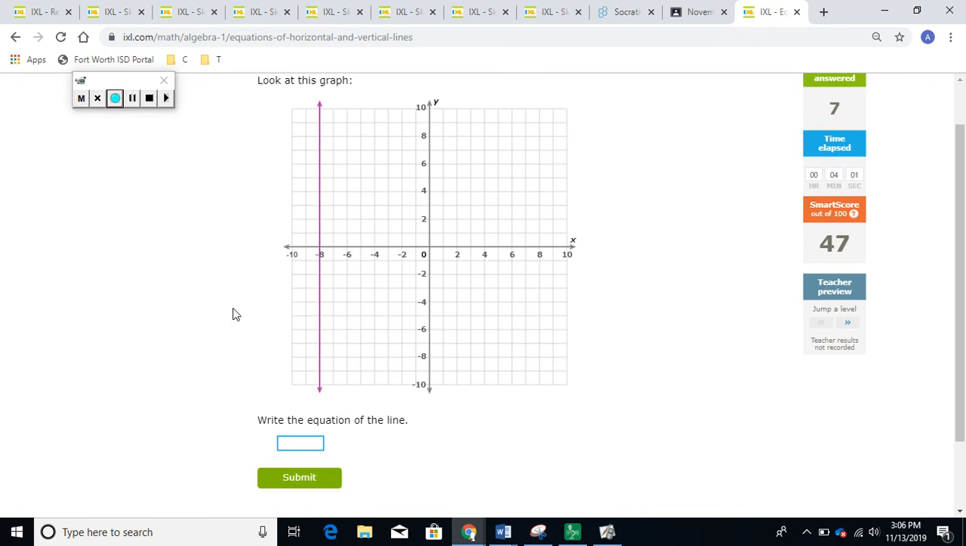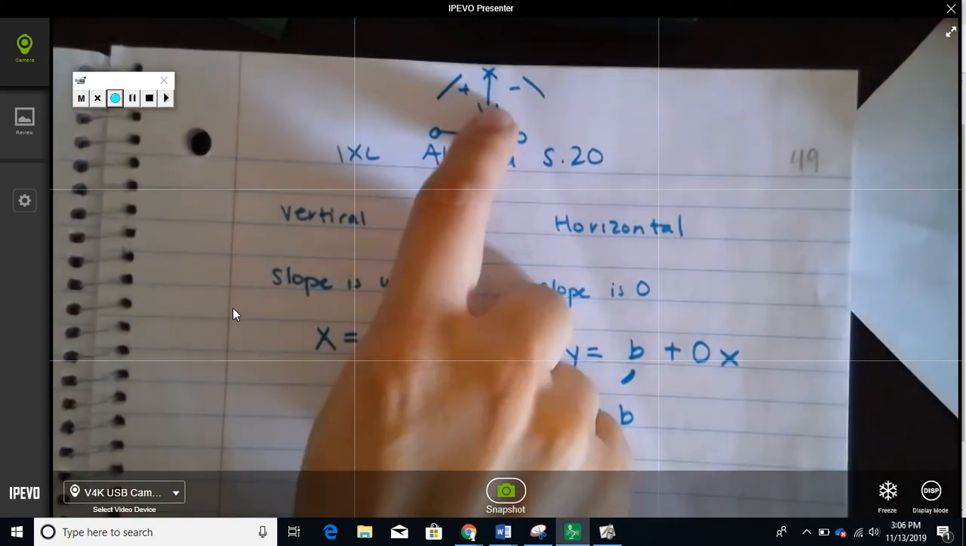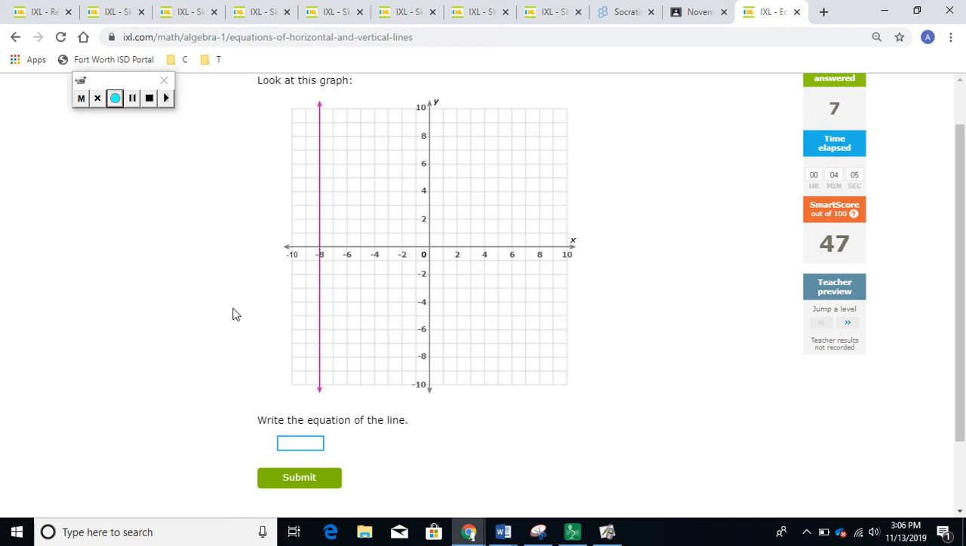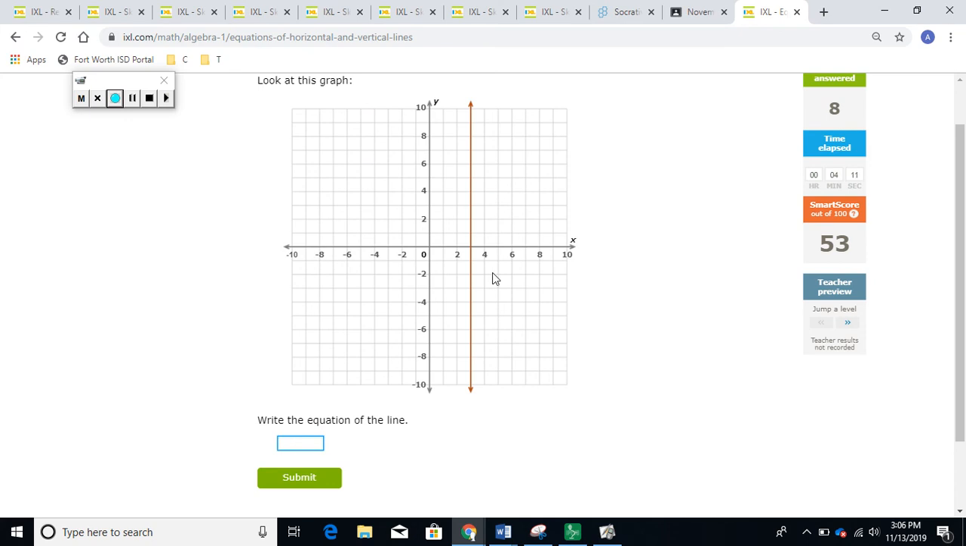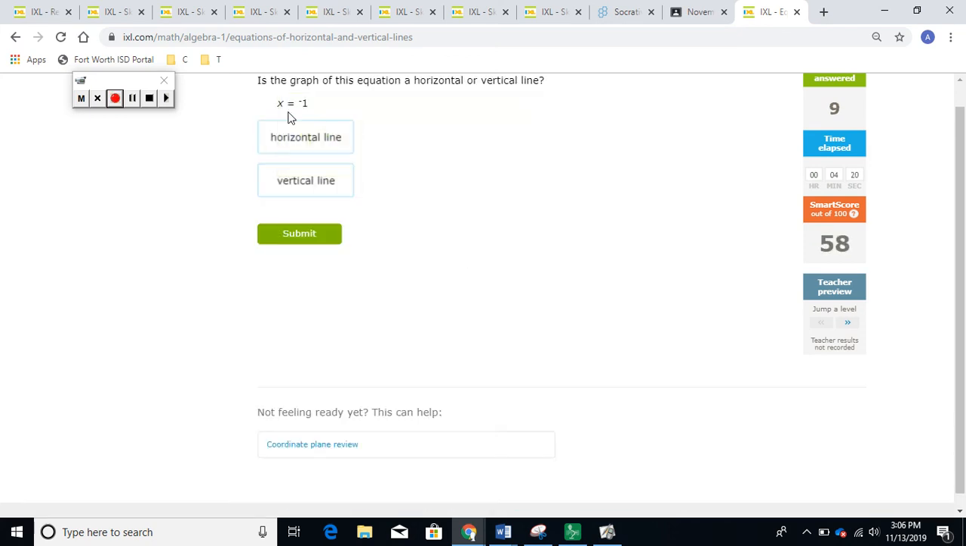Okay, this is a vertical line. Because it's a vertical line up and down, the slope is undefined. It's going to be an x equals. X equals, it passes through -8. Another up and down line, so that would be x equals, it passes through 3. And make sure I do it correctly, I don't like the other one. This is an x equals, it's a vertical line.